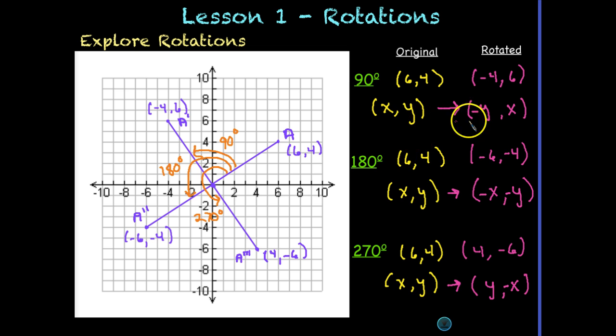Okay, very important that you write these rules down in your notes because it's very difficult to rotate an object, like I said, if you don't have the rules to help you. Let's go ahead and try an example where we use our rules.